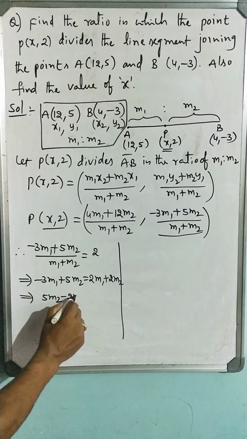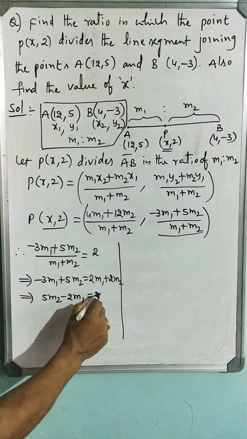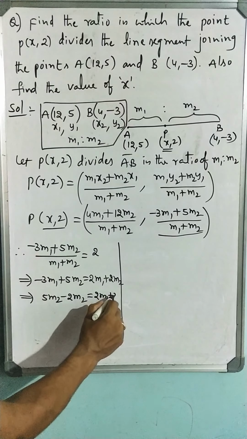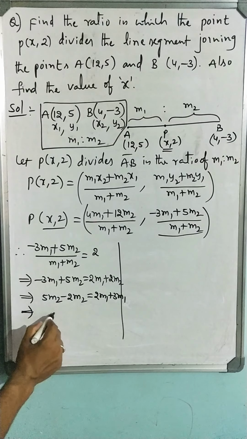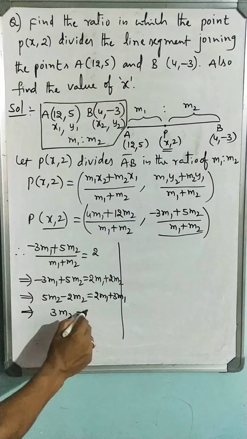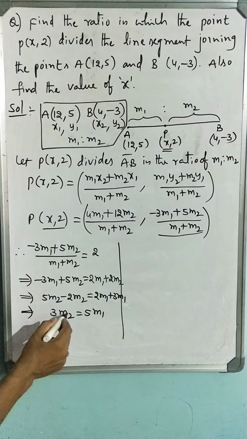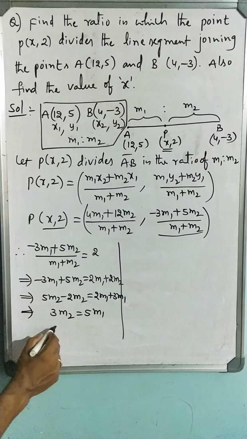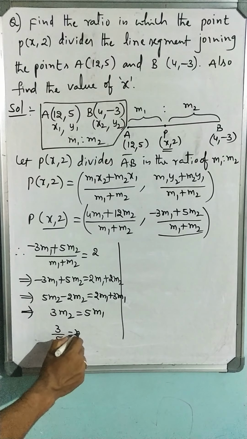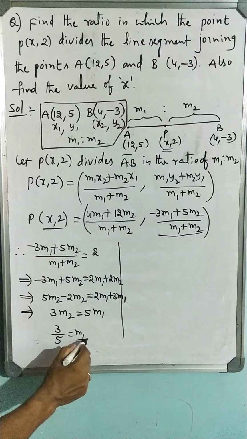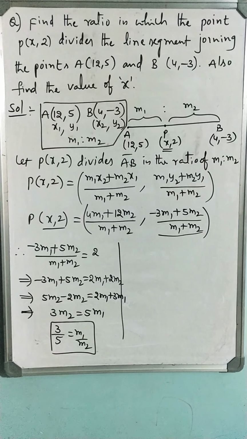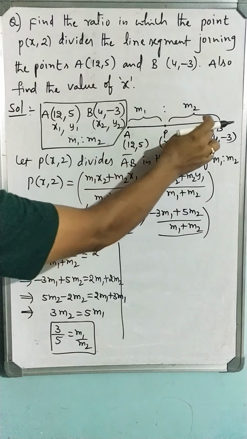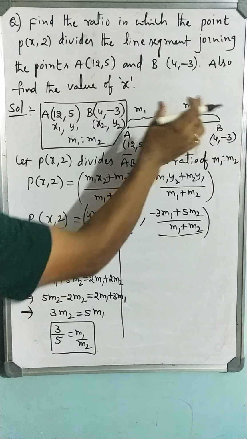5m2 minus 2m2 is equal to 2m1, minus becomes plus 3m1. That is 5m2 minus 2m2, 3m2, is equal to 5m1. Bring this m2 into RHS and 5 into LHS: 3 by 5 is equal to m1 by m2. So m1 by m2, the ratio in which the point P divides AB, is 3 is to 5.